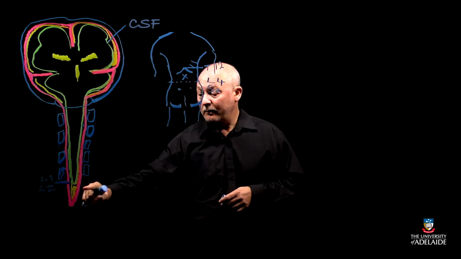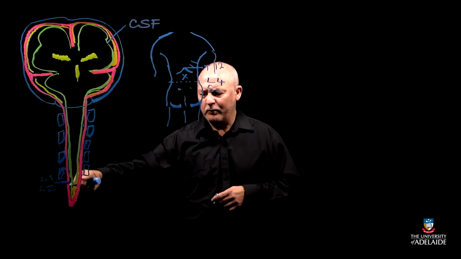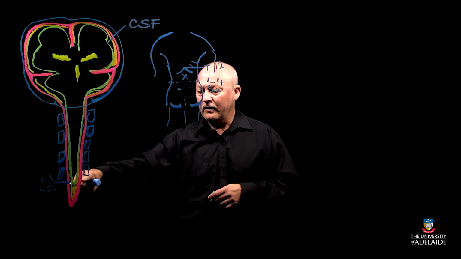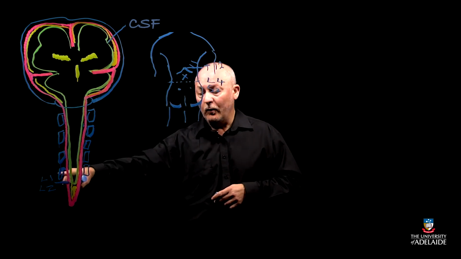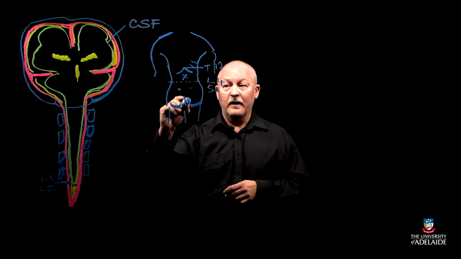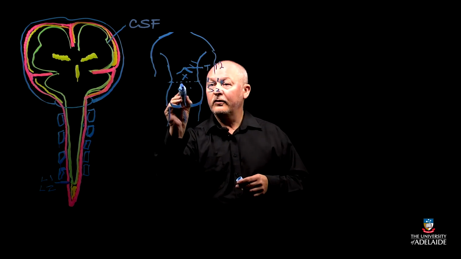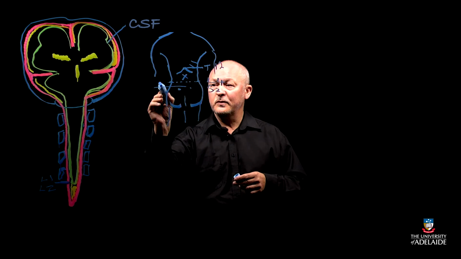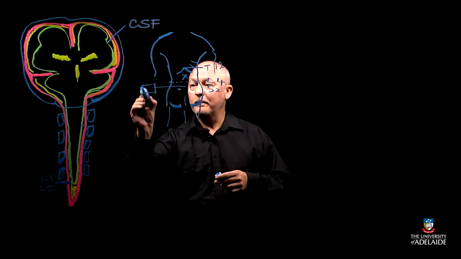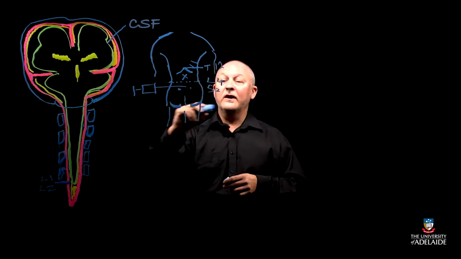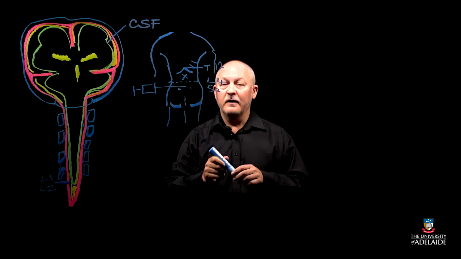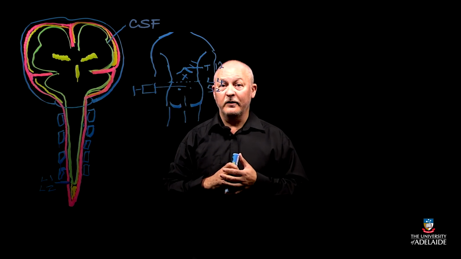Remember that I pointed at this area here and said there's a pool of CSF, which is certainly below the L1, L2 region. It means that we can put a needle, usually between the third and the fourth vertebra, in here, and we can sample the cerebrospinal fluid.